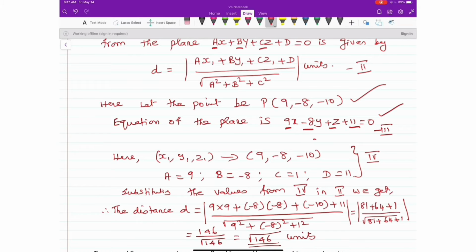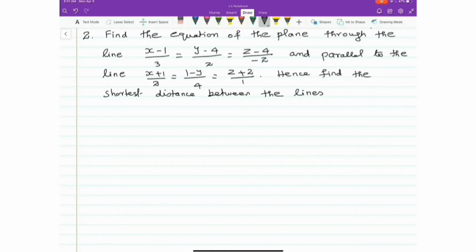Now let us pass on to question number 2. Here you have to find the equation of the plane through the line (x minus 1)/3 is equal to (y minus 4)/2 is equal to (z minus 4)/(minus 2), and parallel to the line (x plus 1)/2 is equal to (1 minus y)/4 is equal to (z plus 2)/1. Hence find the shortest distance between the lines. This question was asked in 2019 CBSE sample paper. Let's do it now. Solution.